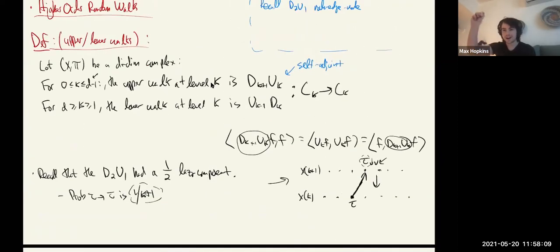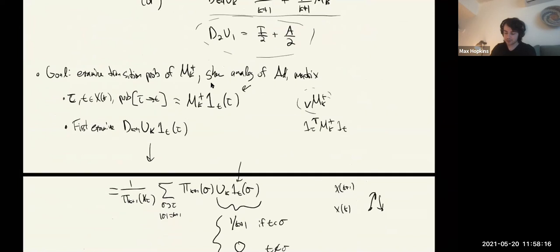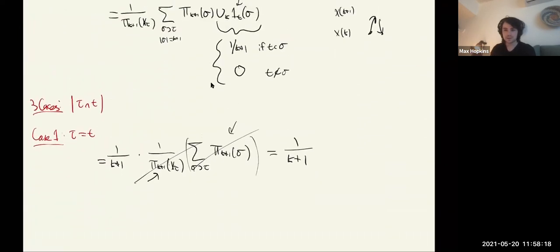That when we walk up and back down, there's always a 1 over k plus 1 probability of going from tau to tau in the upper walk. So we've now shown this, writing out all the definitions formally. We do indeed get 1 over k plus 1 as the transition probability of tau to tau. Okay, so that's case 1.